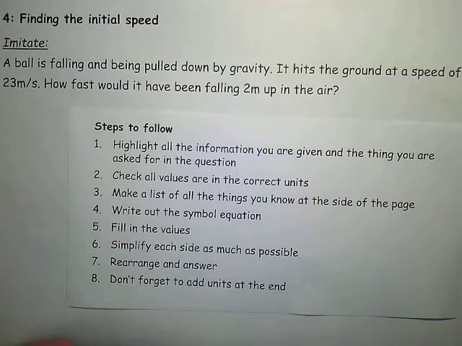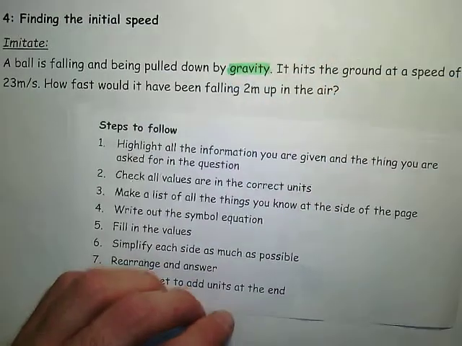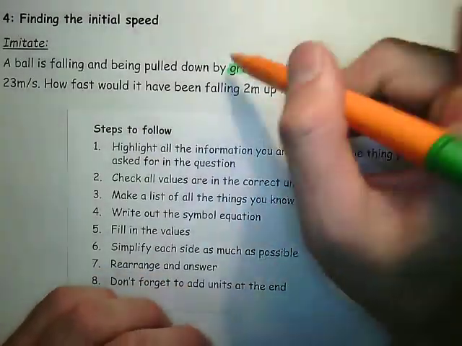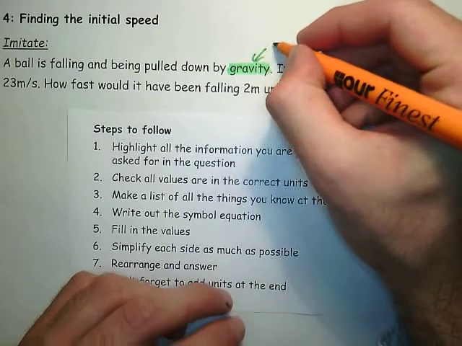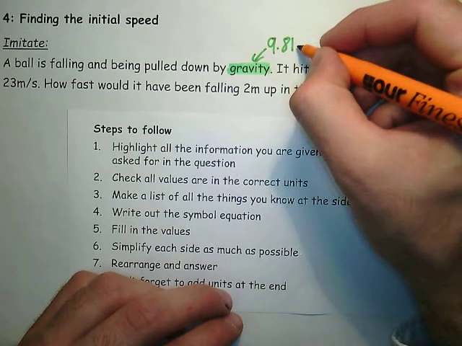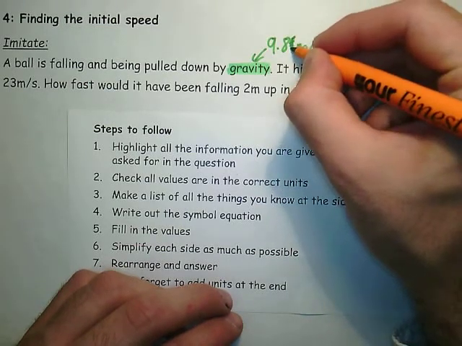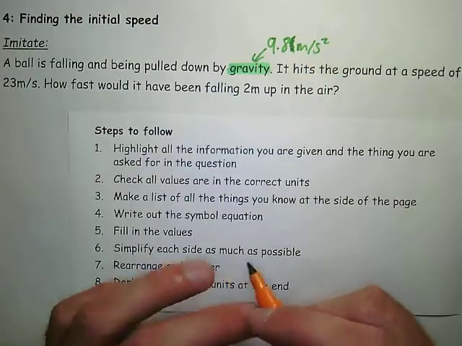So a ball is falling and being pulled down by gravity. Now in that first sentence, you might easily be tricked into thinking there's no information in there that's relevant, but there is. There is the fact that there is gravity pulling it down. And we should know that gravity pulls everything down at the same speed, at 9.81 meters per second squared. Sorry, you're just using 9.8, aren't you? So 9.8 meters per second squared.